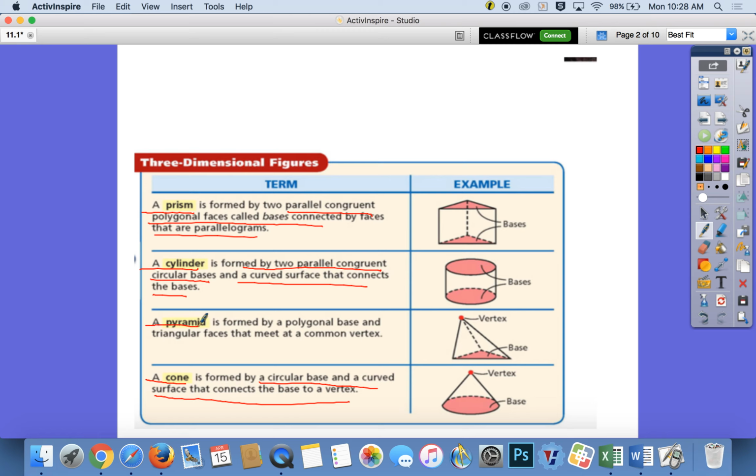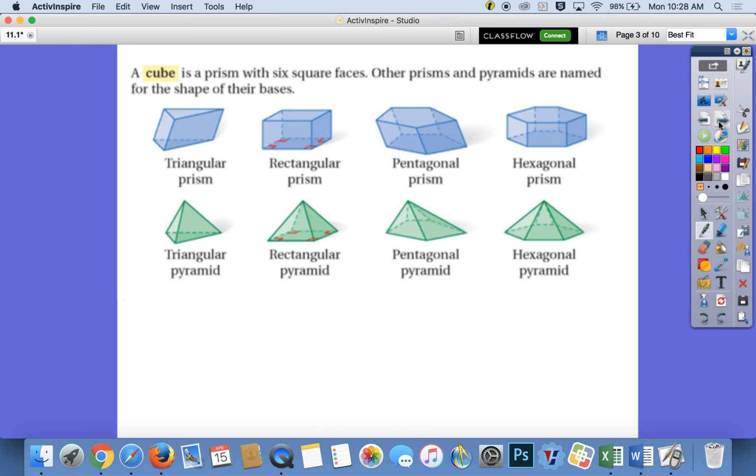And then we have a pyramid. A pyramid is formed by a polygonal base, 1 base, and then a vertex. So you guys can think about the Egyptian pyramids to reference that. So this is the one I think we have to be careful with, okay? And then you have your triangular faces that meet at a vertex. So let's extend this.